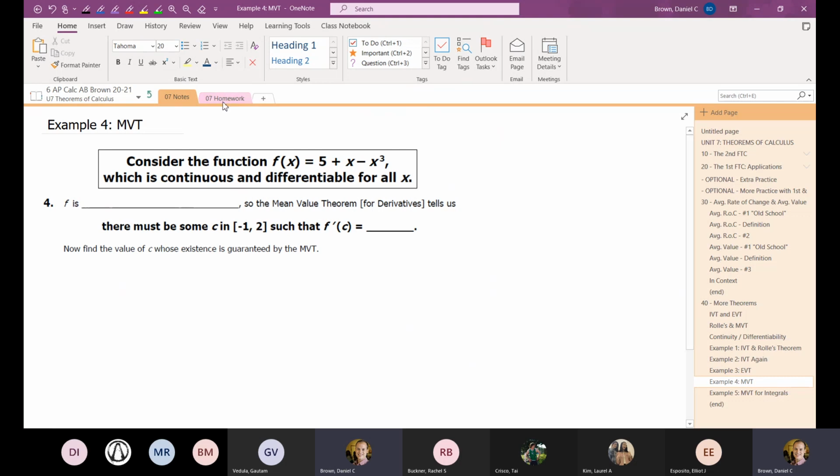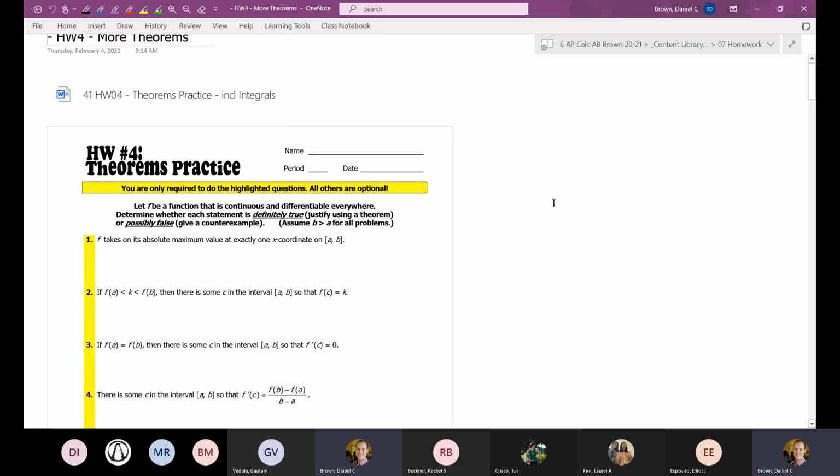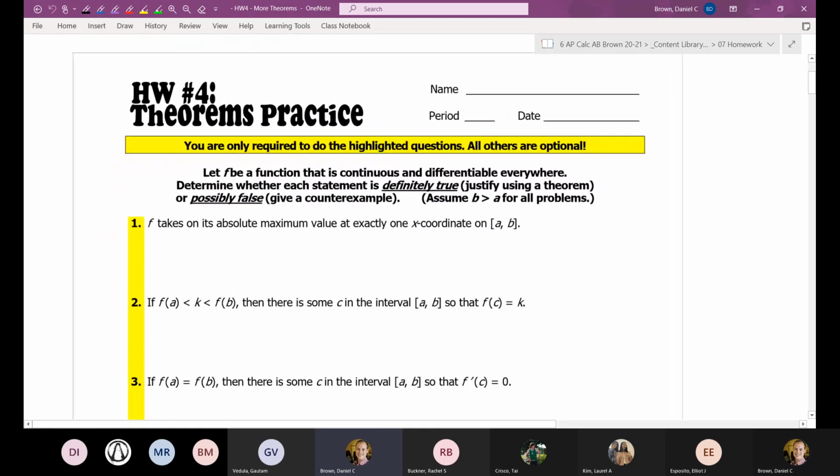The homework that goes along with this one, I feel like I adjust it every year just to figure out how I want it. It looks long, but it actually should go by pretty quickly. I only want you to do the highlighted questions. There's a whole bunch of questions on there. Just do the ones that are highlighted.